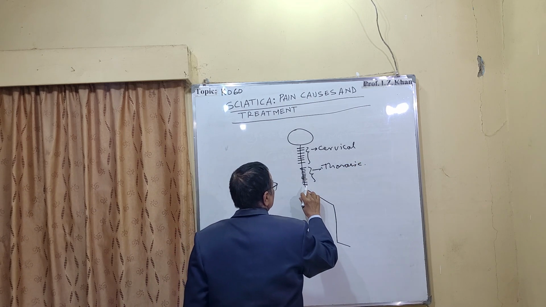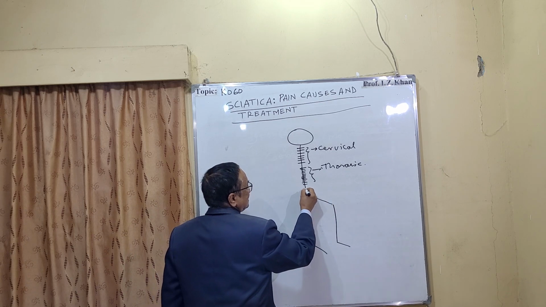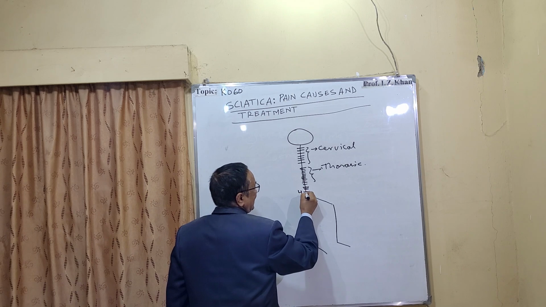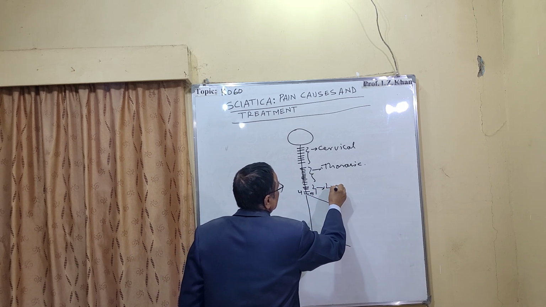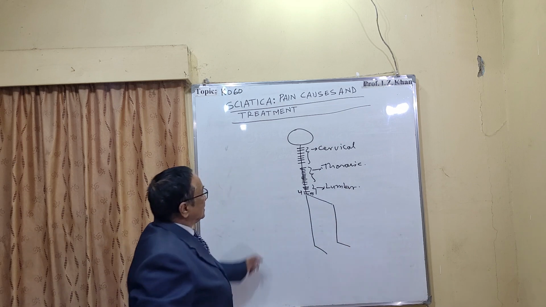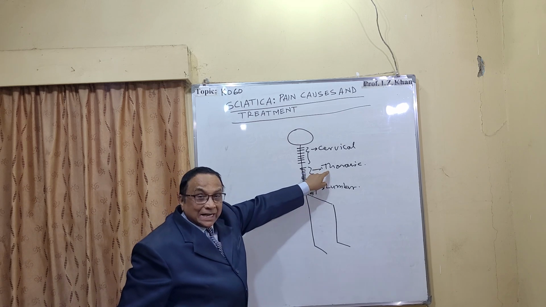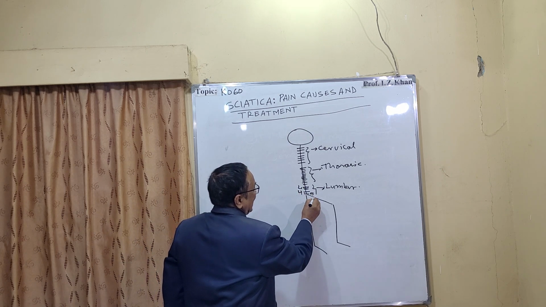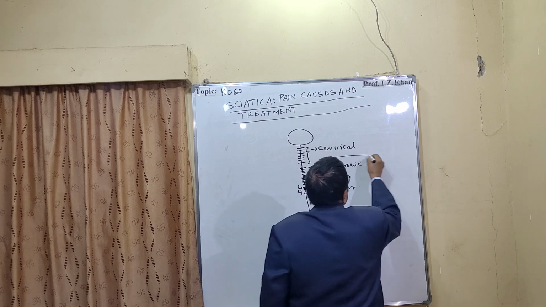And then here it starts 1, 2, 3, 4 and 5 L. This area is your lumbar. So it is cervical, which is neck to your head. This much is your thoracic, and this area, that is from L1 to L5, is called lumbar vertebrae. And here in this vertebrae are like this.